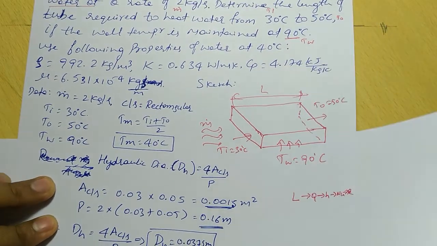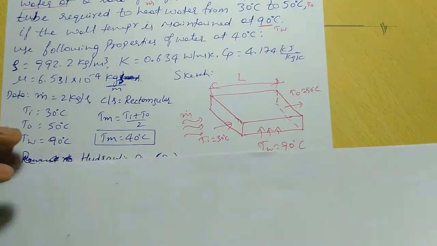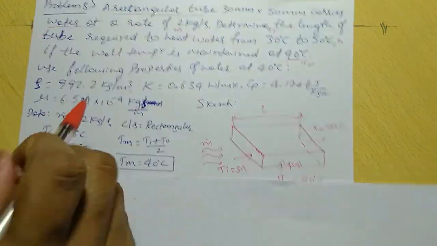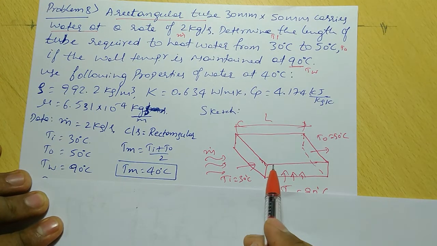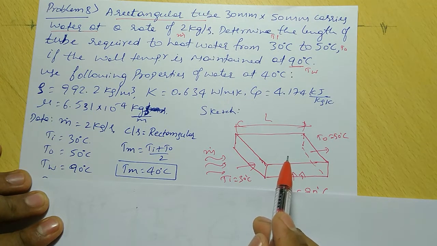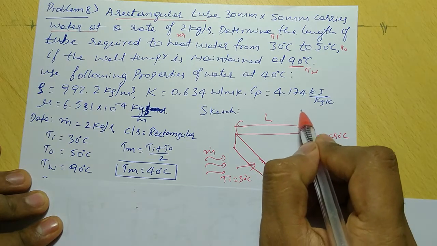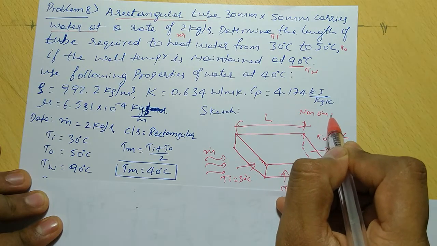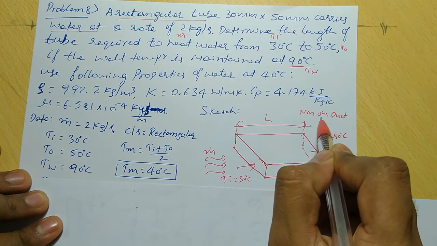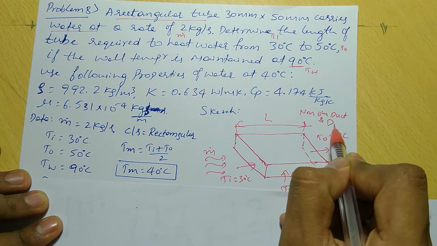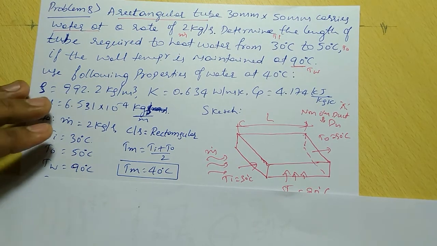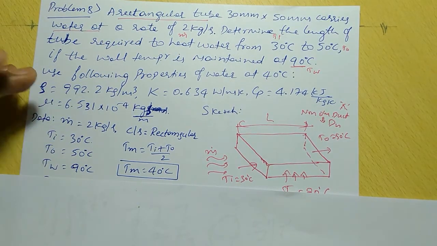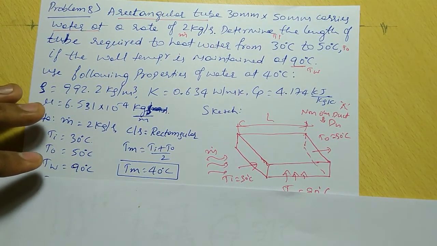See, I already mentioned the properties are given. I just collected the data. Next, this is not a circular duct. This is a non-circular duct. So in a non-circular duct, you have to find the hydraulic diameter. This is very important. I already mentioned this in the introduction to internal flow while solving the problems.